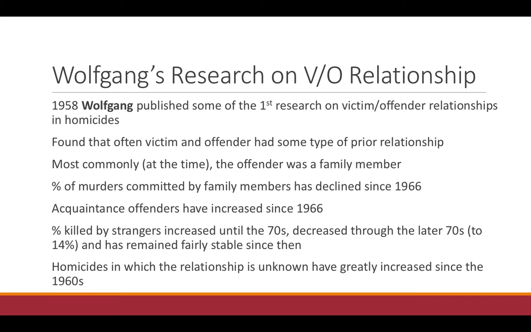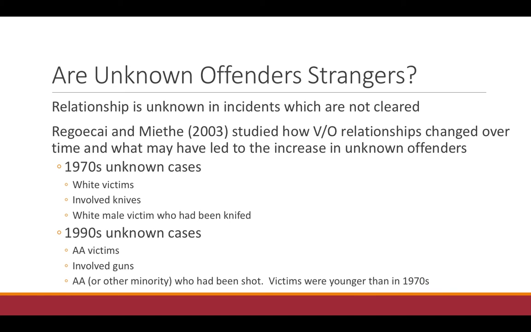Another thing that's of concern is in the same time period from the 60s on, homicides in which the relationship is unknown have greatly increased. This means, again, that we can't take the information we do know and generalize it to all homicides. So when we don't know the relationship between the victim and the offender, does that automatically mean the victim and the offender are strangers to each other? Well, we don't know. Relationships where we don't know who the offender is means that the relationship has not been cleared. No one has been arrested for that homicide.